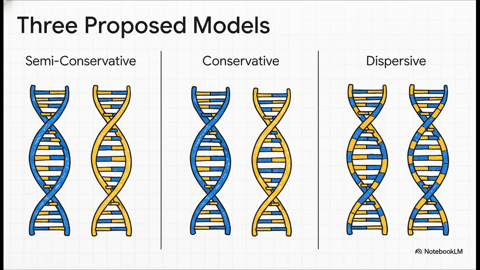The conservative model was pretty straightforward. You'd keep the original DNA molecule totally intact, and a brand new one would be built from scratch. The dispersive model was a bit wilder. It suggested the new DNA would be this patchwork quilt of old and new pieces all mixed together. And then there was the semi-conservative idea, which predicted that each new DNA molecule would be a perfect hybrid, one old strand paired with one new strand.